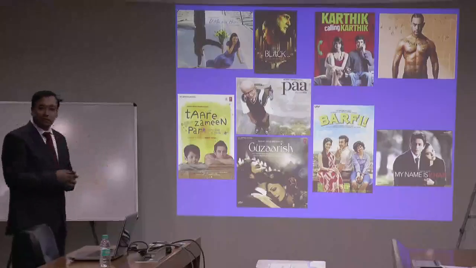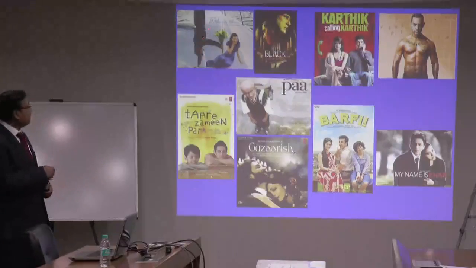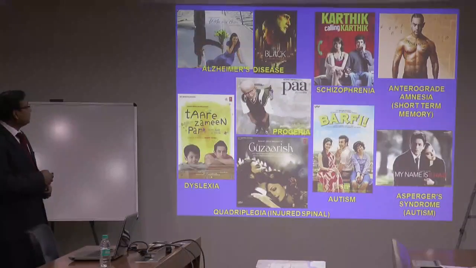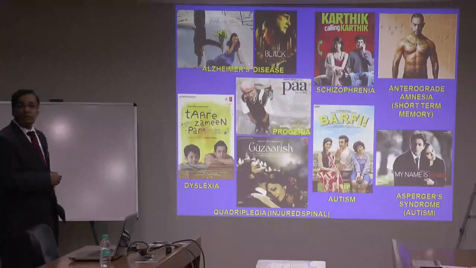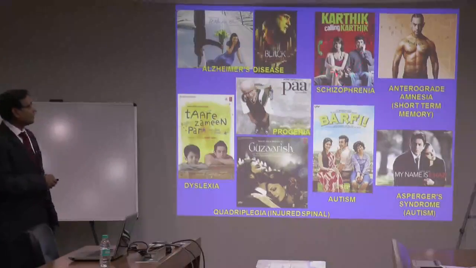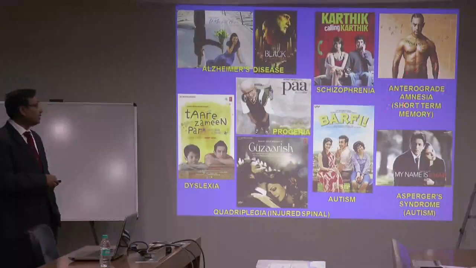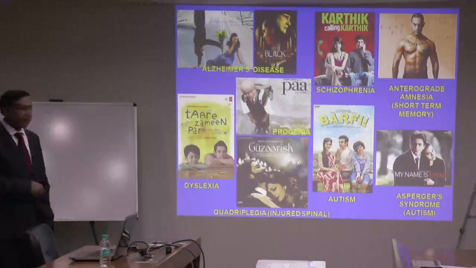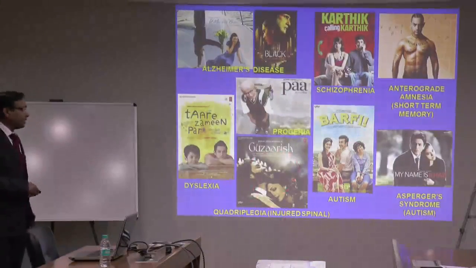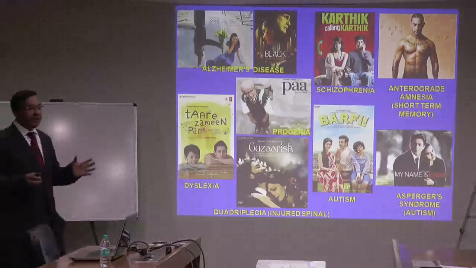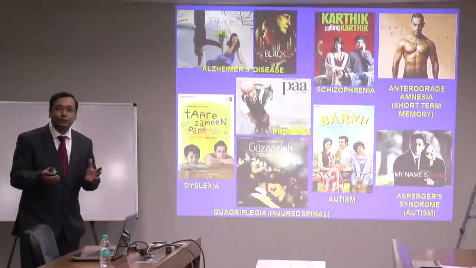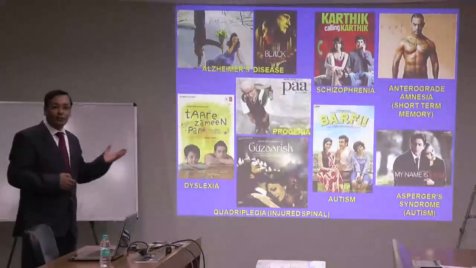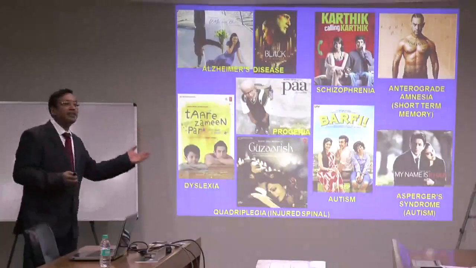I hope you have all seen these movies, and if you remember, you see these movies: Black deals with Alzheimer's disease, Karthik Calling Karthik with schizophrenia, this one is amnesia, My Name Is Khan is again higher-grade autism, Barfi also autism, Guzaarish is a spinal injury disease. So it's nice that you can have a lot of different exposure from Bollywood also. That is why we regard them as our competitors, because what we are thinking, they are translating into the movie.